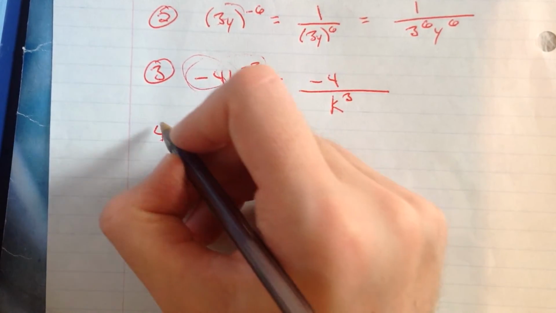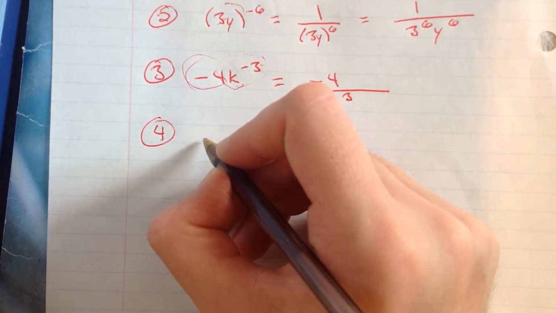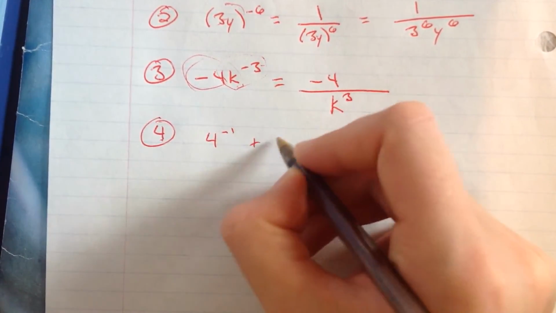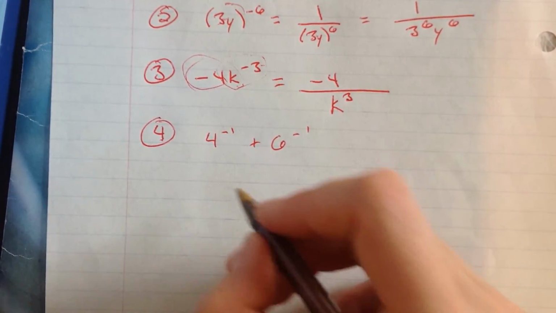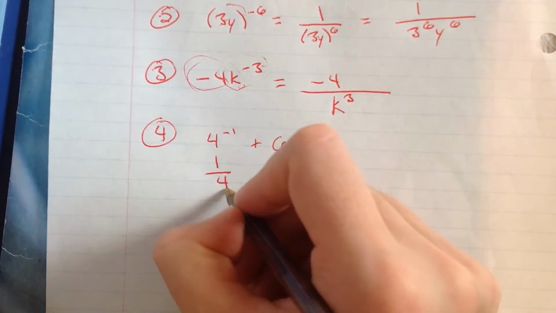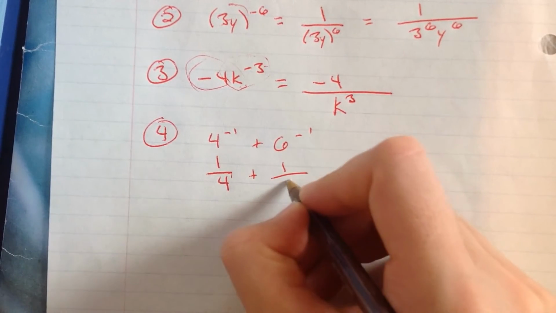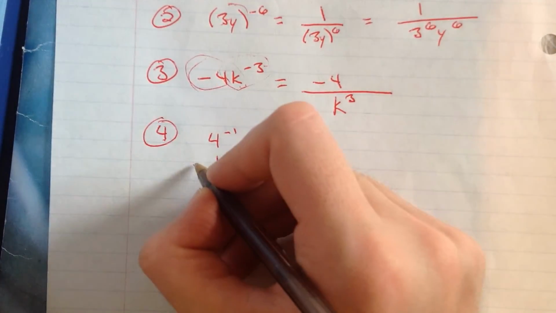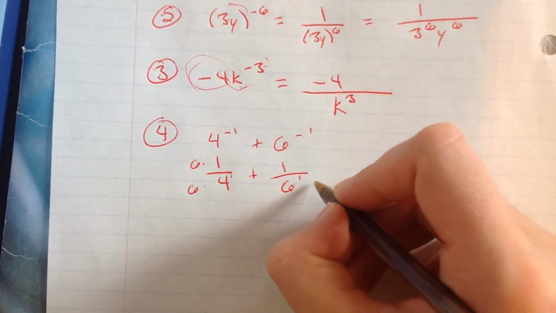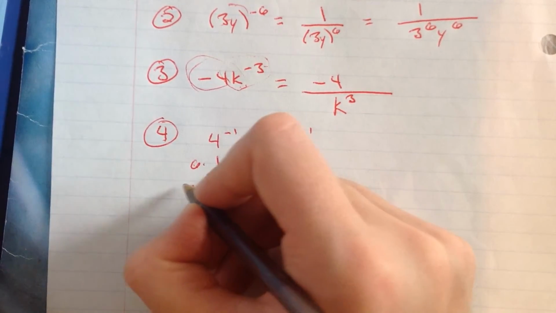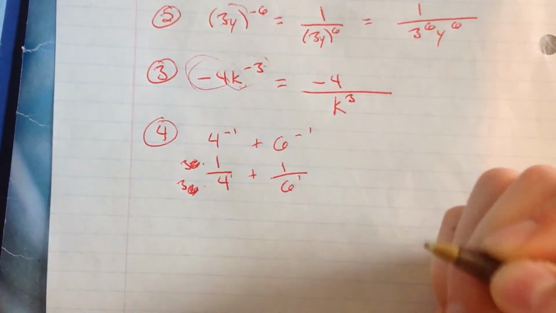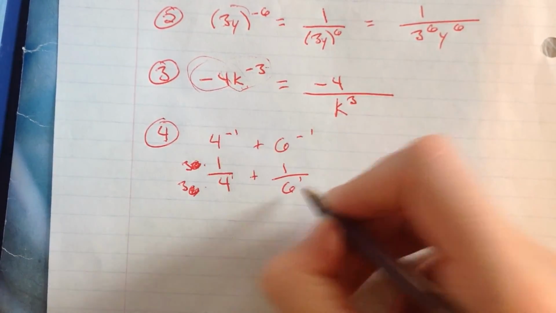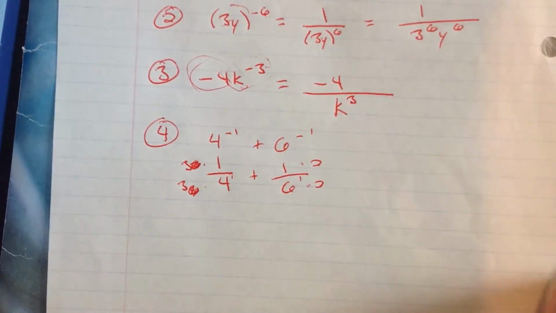Last example, say I want to evaluate what 4 to the negative 1 plus 6 to the negative 1 is. Well, that's the same thing as 1 over 4 to the 1st plus 1 over 6 to the 1st. So now I have fractions. So to add fractions, I need a common denominator. So I'm going to multiply this one by 6. Well, actually, we can go even closer. We can multiply by 3 to get to 12. And this one by 2.